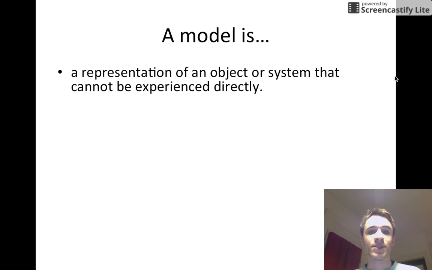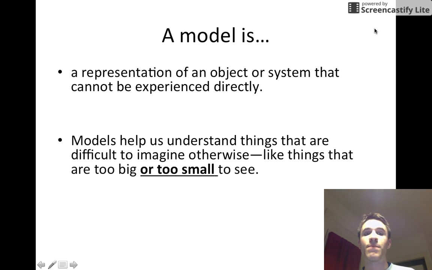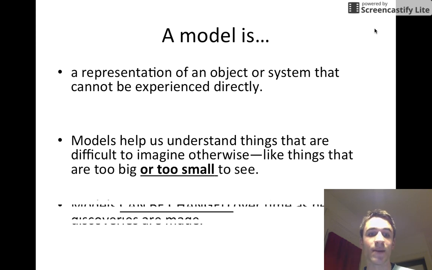So what does this model help us do? A model is a representation of an object or system that cannot be experienced directly, right? We can't experience the solar system, so we need to use a model to help us represent it. Models help us understand things that are difficult to imagine otherwise, like things that are too big or too small to see. The reason I underlined "or too small," guys, is because that's what we're going to look at today.